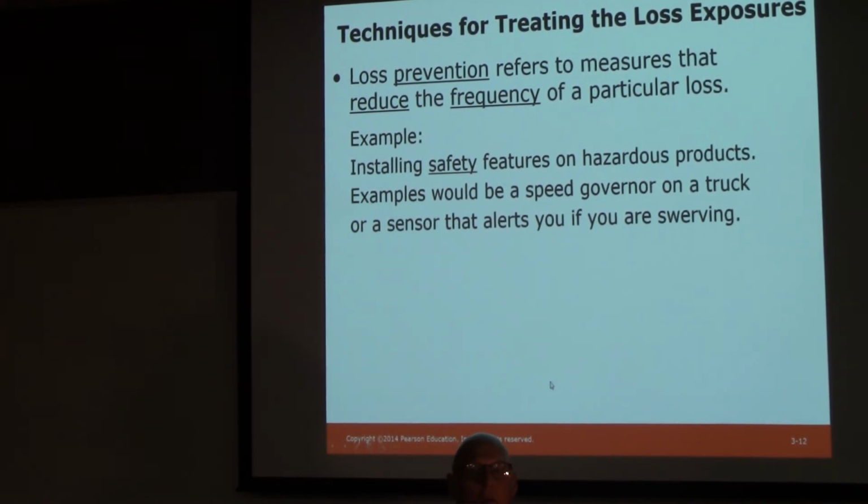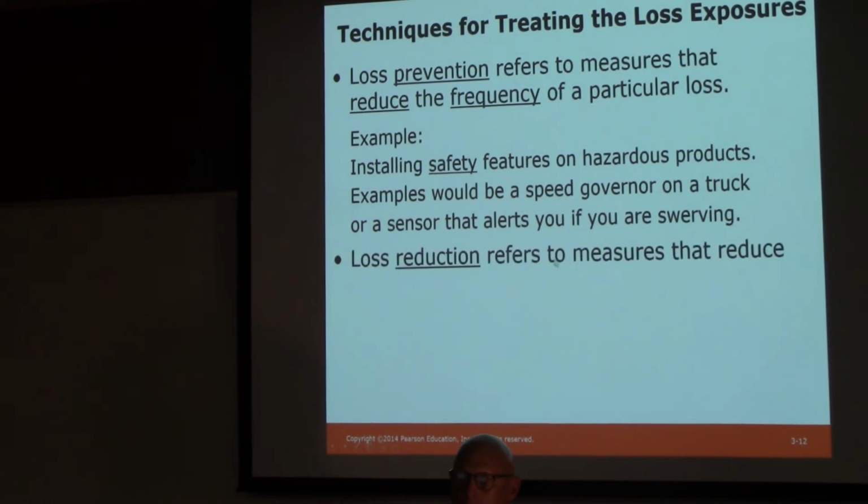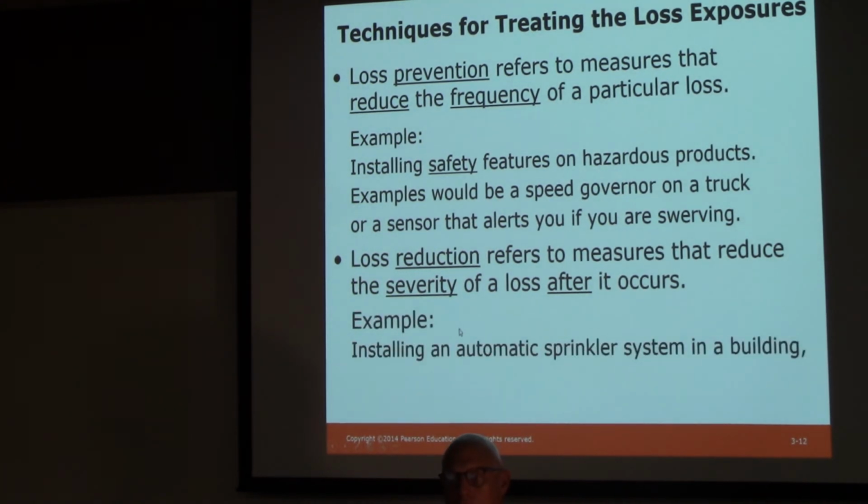All right, loss reduction refers to measures that reduce the severity of a loss after it occurs, and an example would be installing an automatic sprinkler system in a building.